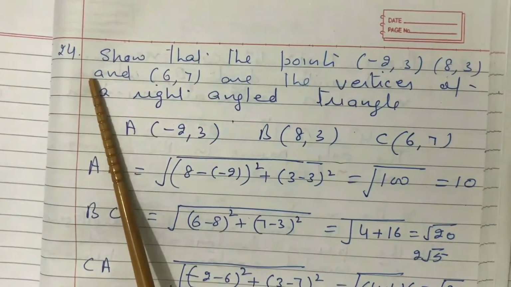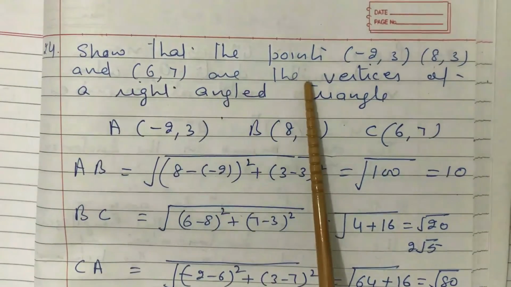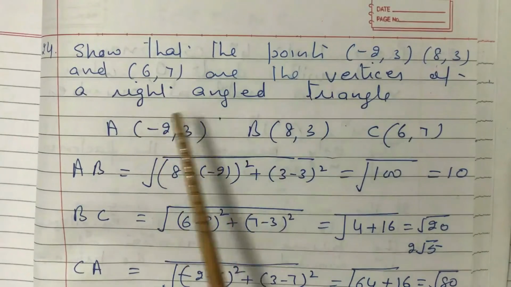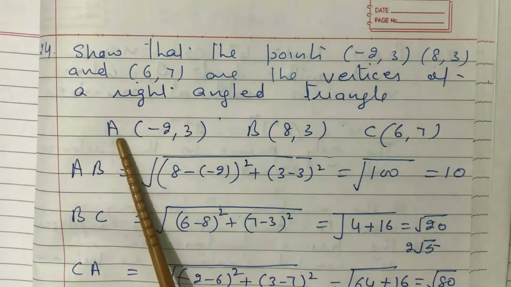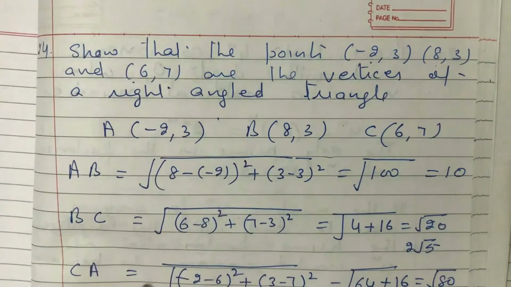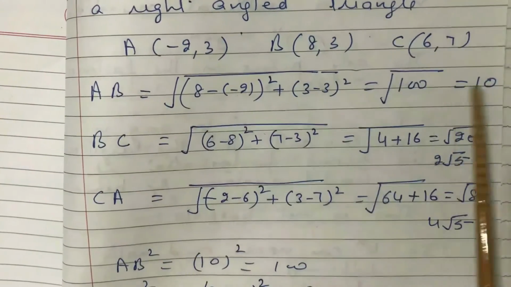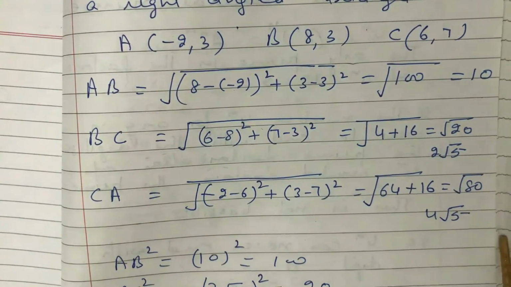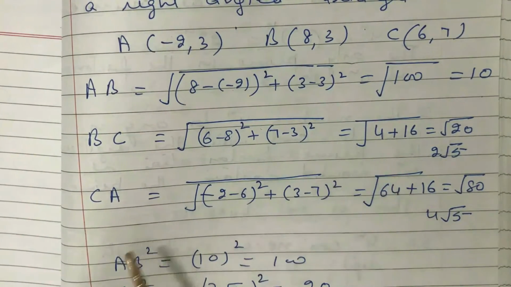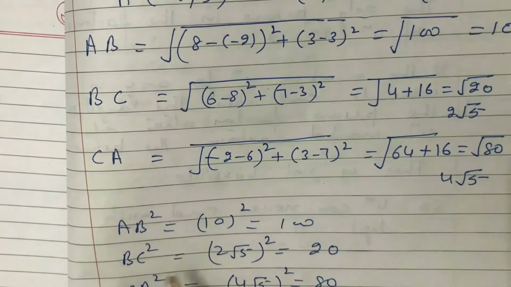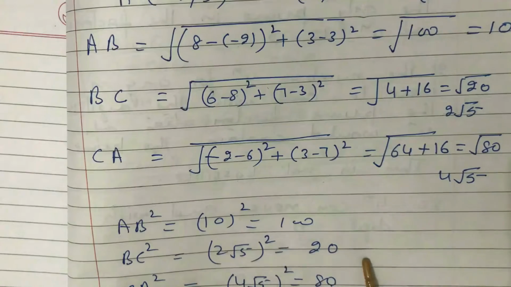Now 24th question. Show that the points minus 2, 3, 8, 3 and 6, 3 are the vertices of a right angled triangle. Find the length of AB, then BC, then CA. Here I have found these lengths. AB is 10, BC is 2 root 5 and CA is 4 root 5. So AB square is equal to 10 square, which is 100. BC square is 2 root 5 square, that is 20.